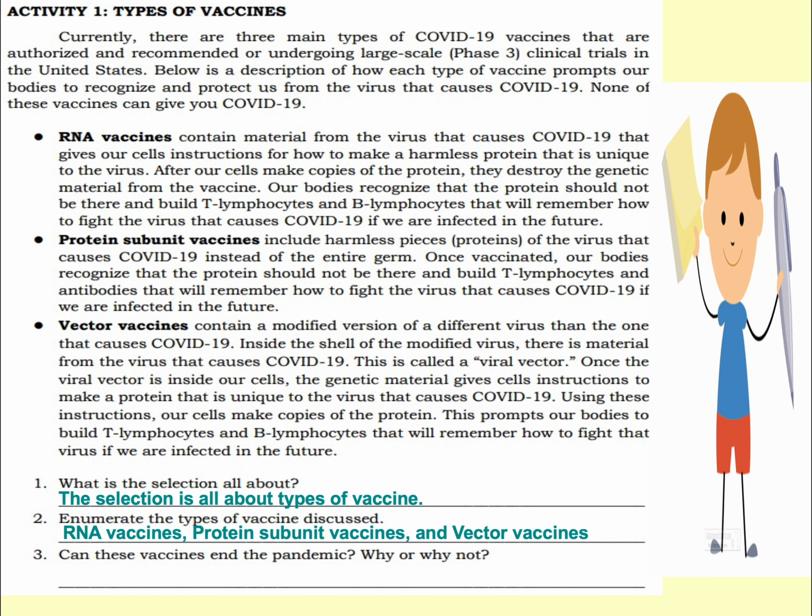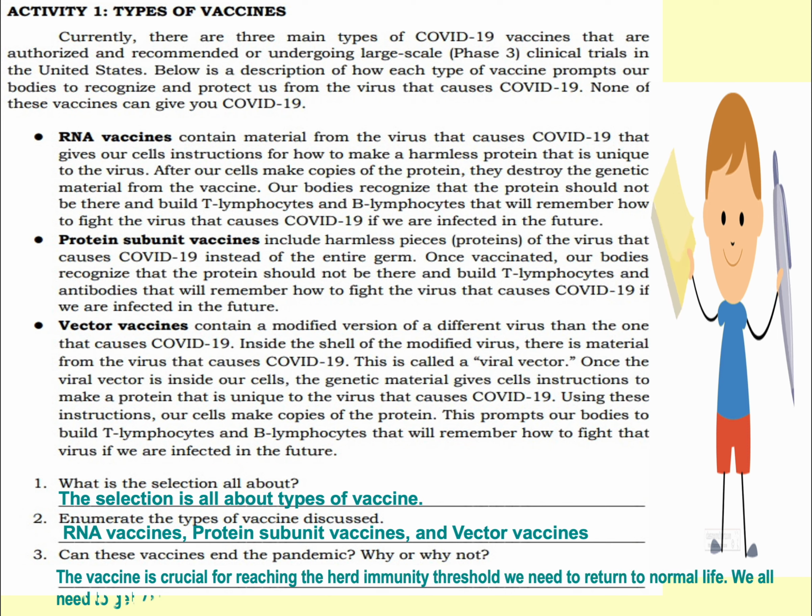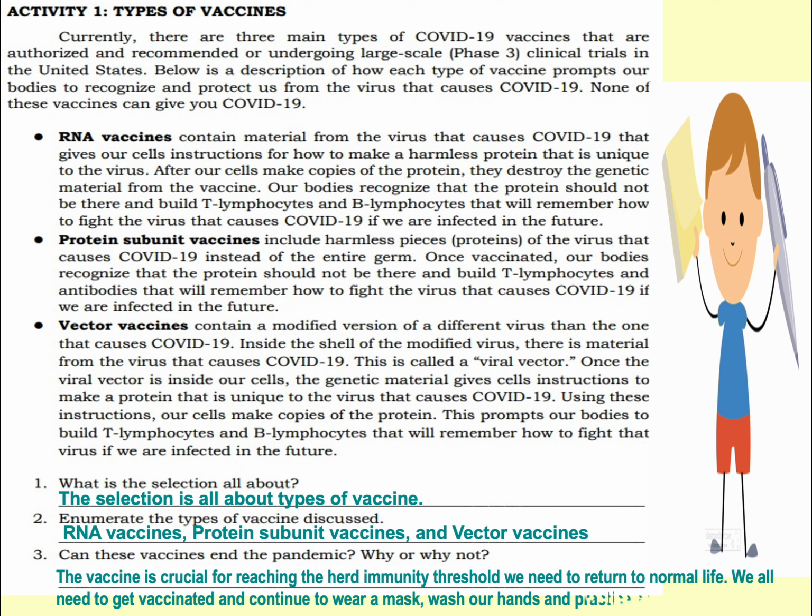Third question, can these vaccines end the pandemic? Why or why not? So why do you think, class? Okay, so you may answer, your answers may vary from each other. No? So again, make sure that you submit your answer, photo of your answered activity in your notebook in Messenger. No? So we can say that the vaccine is crucial, yes, no? For reaching the herd immunity threshold, we need to return to normal life. We all need to get vaccinated and continue to wear a mask, wash our hands, and still practice social distancing. All this we need to do in order to end the pandemic.